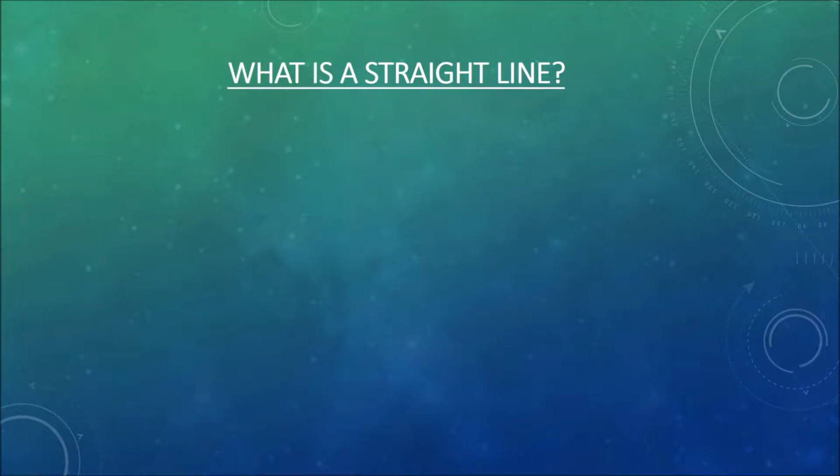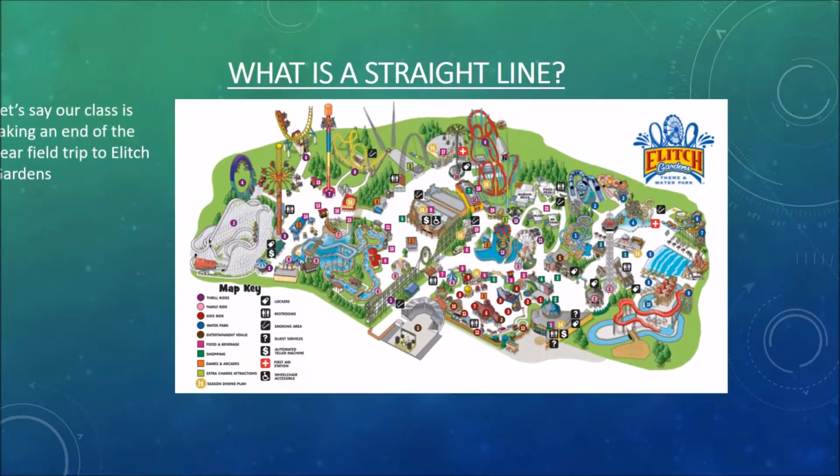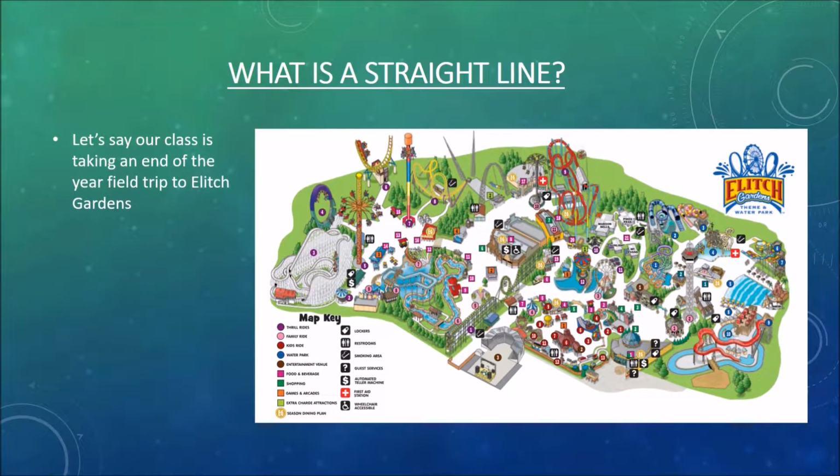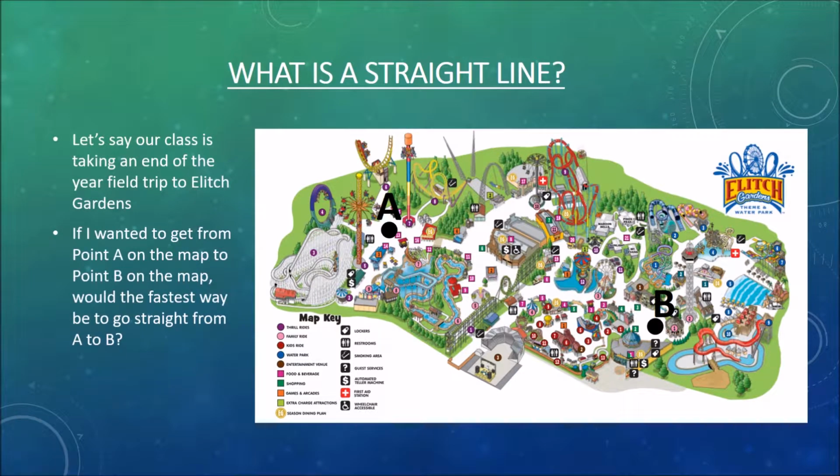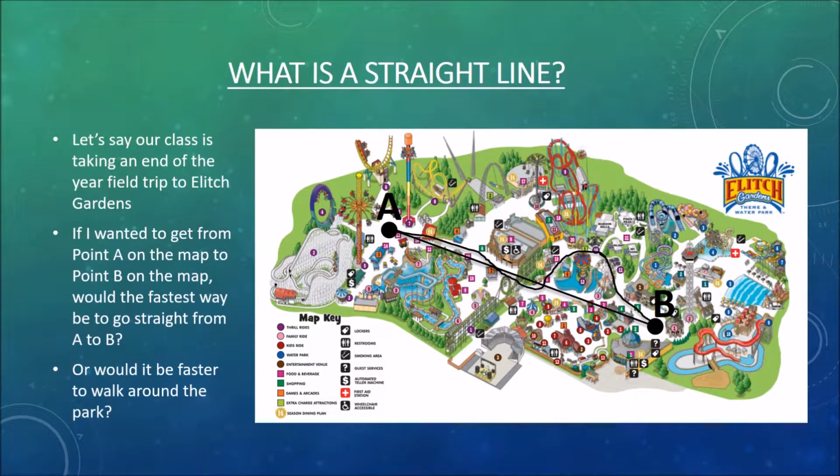First, we should ask ourselves, what is a straight line? Let's say as a class we're going to be taking an end-of-the-year field trip to Elitch Gardens. Let's say I'm at point A on this map, at the old wooden roller coaster on the far left side, and I want to get to point B, over on the water slide. Do you think the fastest way to get from A to B would be to go in a straight line? Or would it be faster to go through the park?